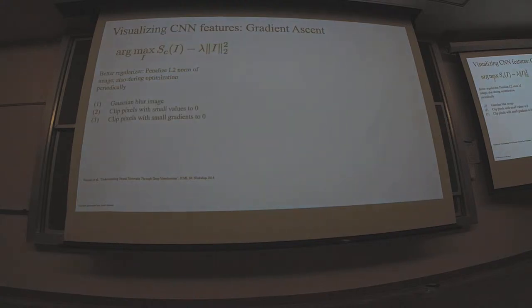Again, here's some more examples, like keyboard and boxes. And so we talked about this L2 regularization, but there are some other techniques that can also clear up the image to ensure it's not overfitting to specific images. So we can do Gaussian blur, we can clip the pixel values or clip the gradient, and these techniques that you do periodically will also clear up the image and make it more clear what the network is doing.